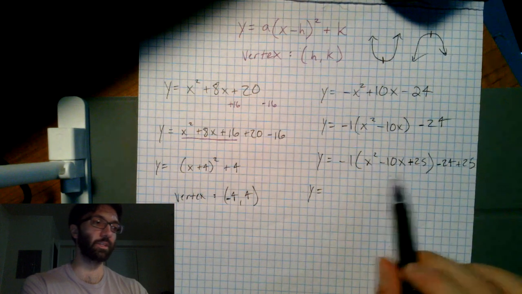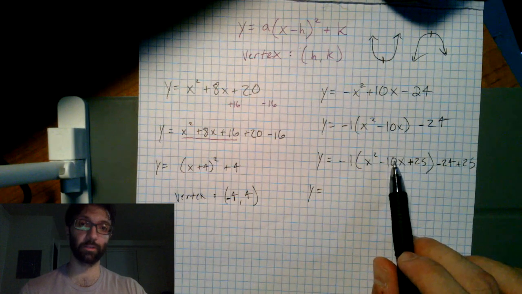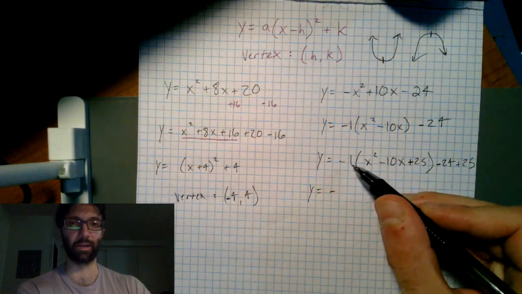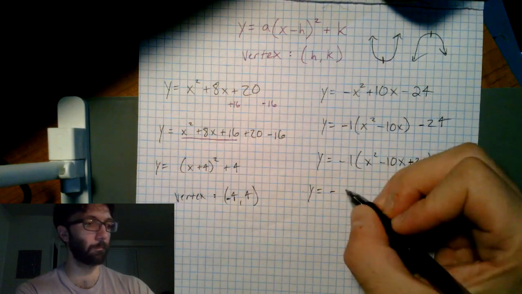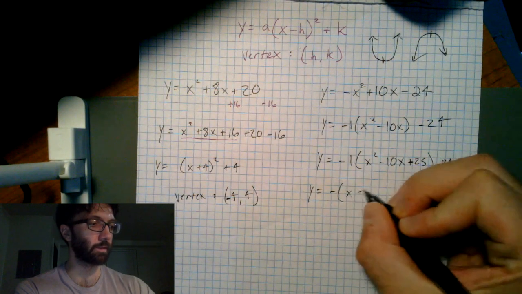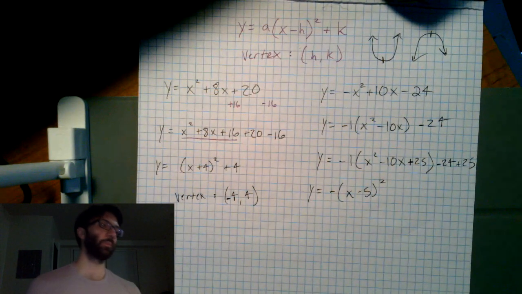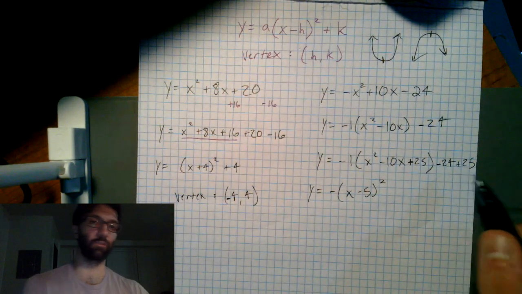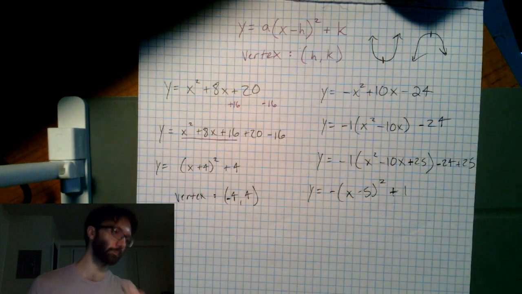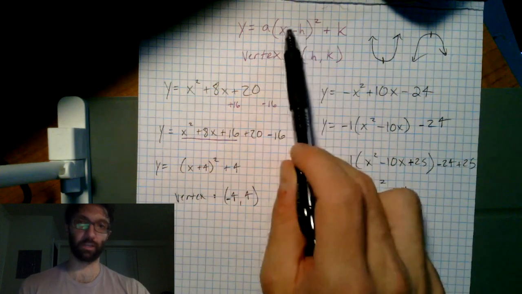And now this perfect square trinomial factors into a binomial squared. So instead of writing negative 1, I'm just going to write the negative sign. And now I'm going to factor this into x minus 5, the quantity squared. And now I can combine my negative 24 and positive 25 to a plus 1. And now again, we are in vertex form.